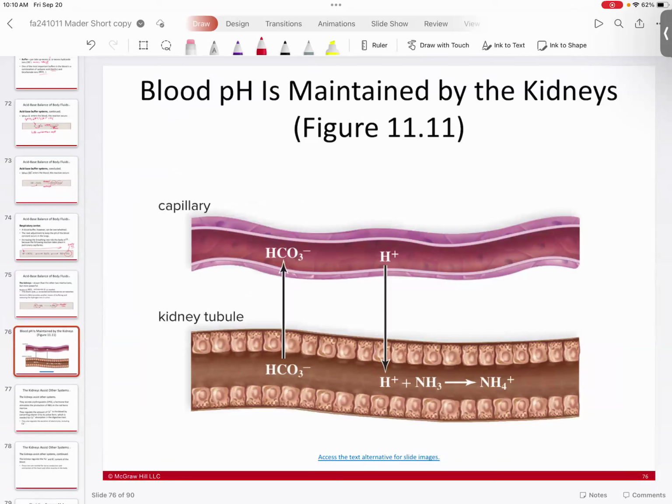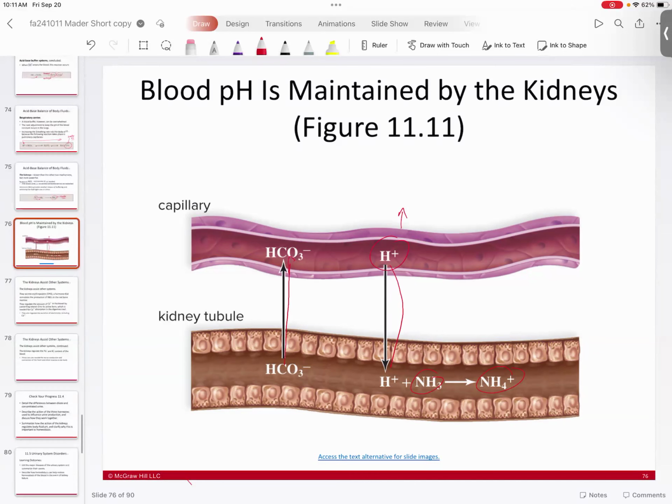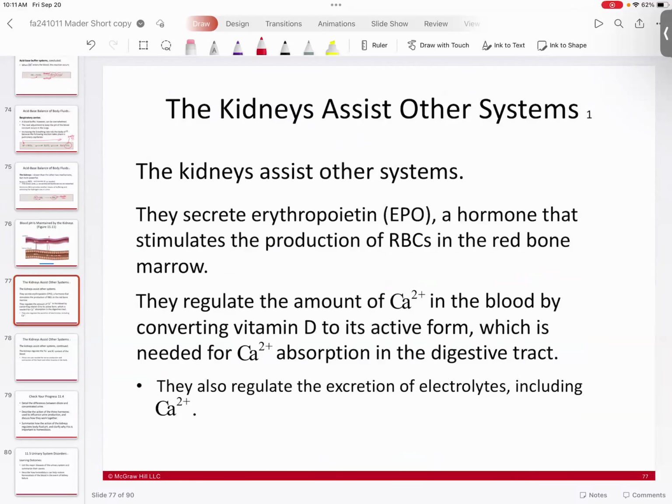So this is kind of what our pH management in the kidneys looks like. You can see you have your blood pH here. If this gets too high, then we can move that hydrogen ion into the kidney tubule, where it'll interact with the ammonia and turn into ammonium, which is also very water soluble, and so it's easily urinated out. And then in order to balance that, we can move the bicarb from our tubular system into our bloodstream to make sure that everything is balanced.